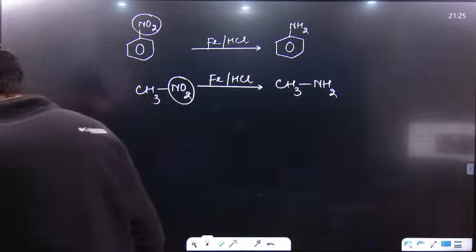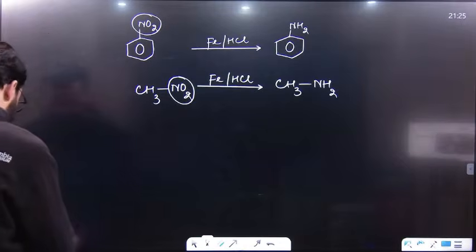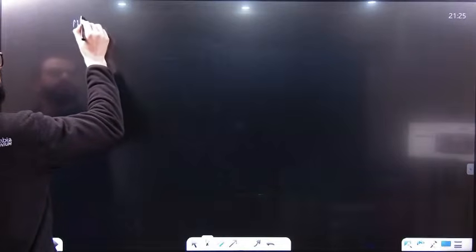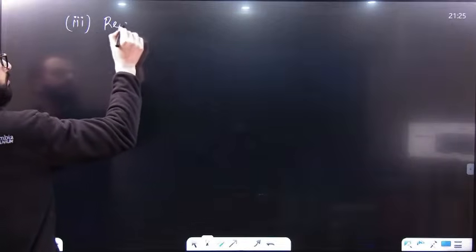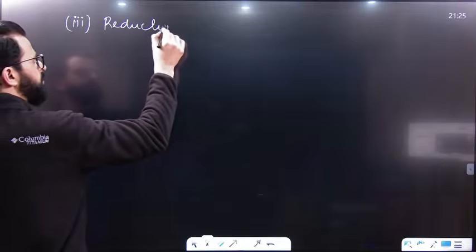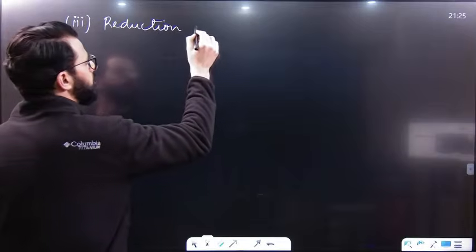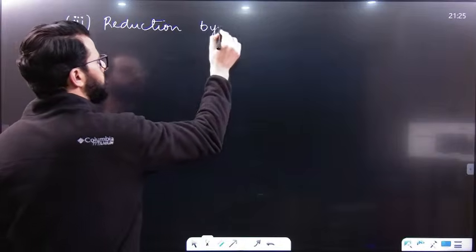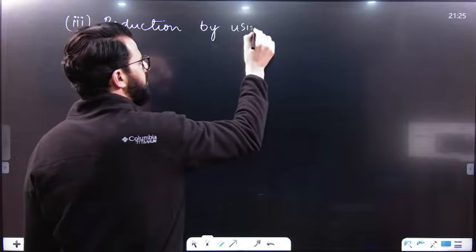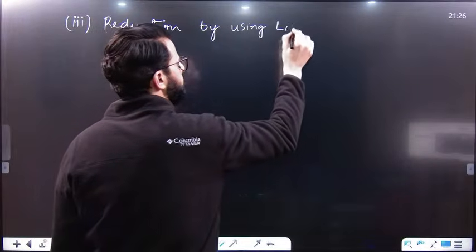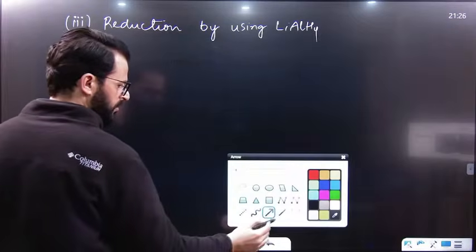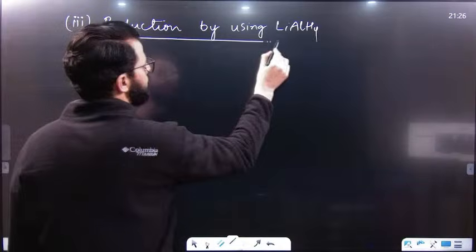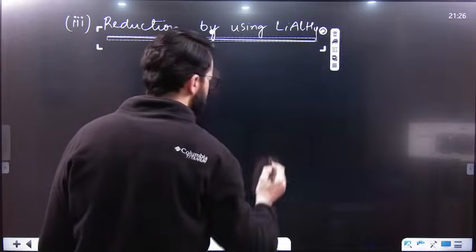Now, come on. Next is the third, reduction of nitro compound by using lithium aluminium hydride. This is very, very important, so you have to remember these things.